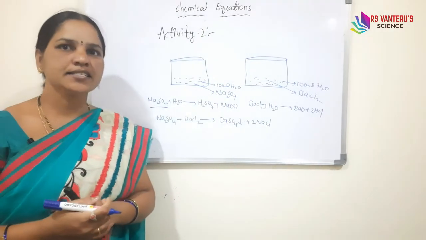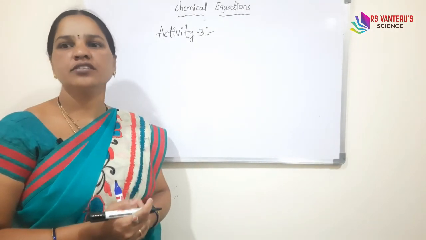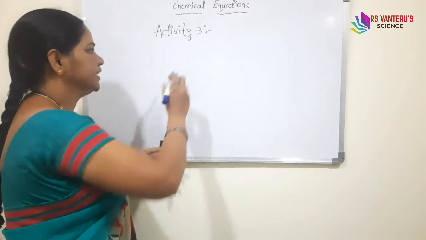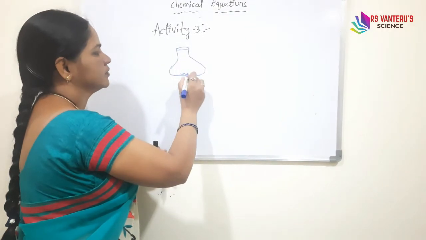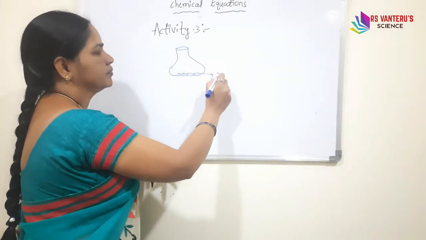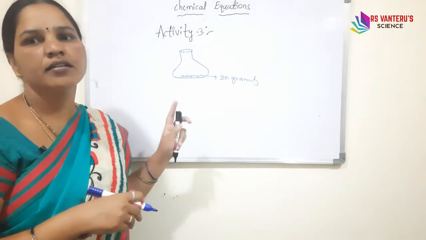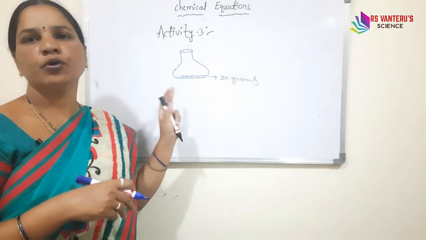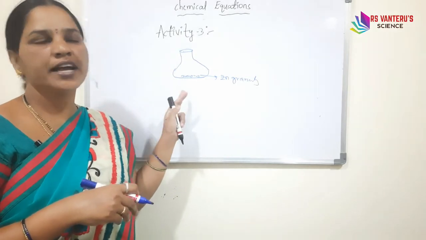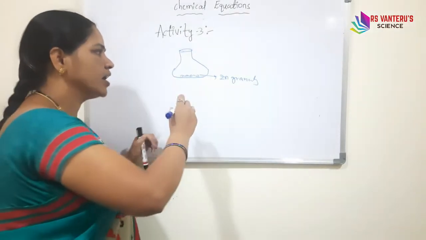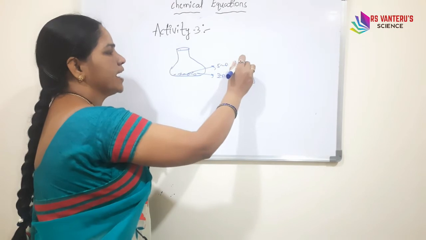Now let us consider another activity. Activity 3. Take a few zinc granules in a conical flask, and then add about 5 ml of dilute hydrochloric acid to the zinc granules in this conical flask.